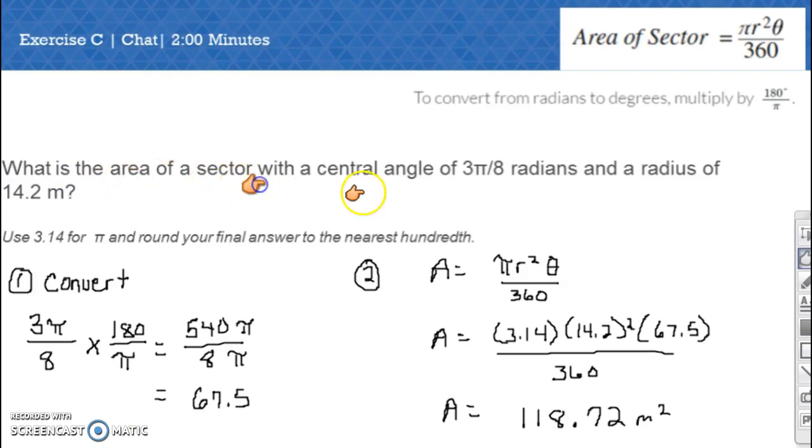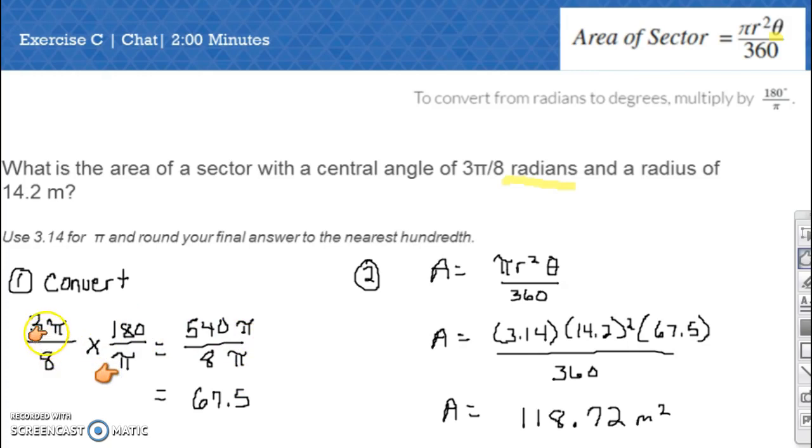This one says, what is the area of a sector with a central angle of 3 pi over 8 radians and a radius of 14.2 meters? Here they've given us radians. Remember, with this formula we need theta in degrees. So first step, you're going to convert radians to degrees. To do that, you multiply by 180 over pi. So 3 pi over 8 times our conversion factor, 180 over pi.